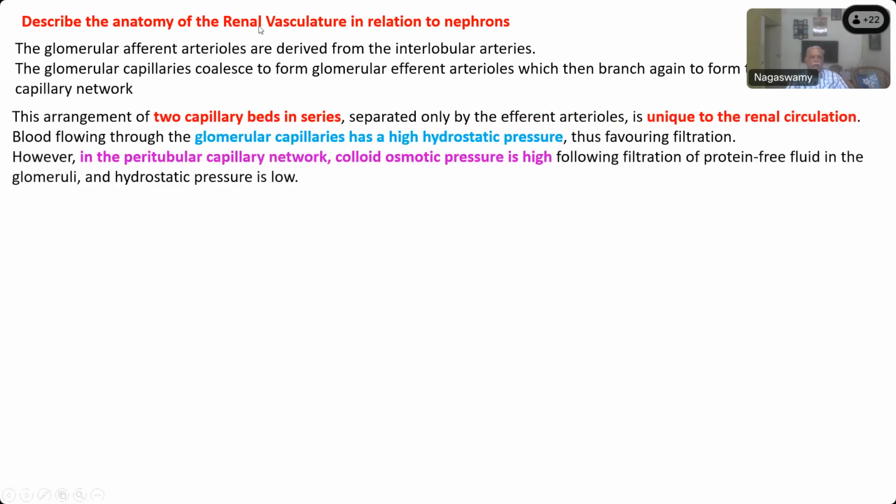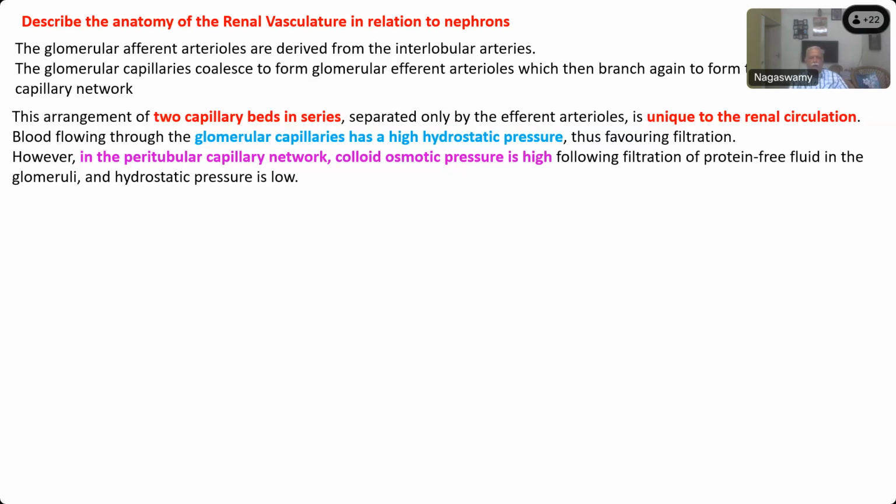On the contrary, the peritubular capillary network has more colloids because proteins are not allowed to be filtered. So the protein which is there in the plasma will be coming to the peritubular capillary network along the afferent arterioles. So the colloid osmotic pressure is high following the filtration of protein-free fluid in the glomeruli with a low hydrostatic pressure. So when the peritubular capillary network has high osmotic pressure, what can it do? It can absorb the fluid from the tubular system.